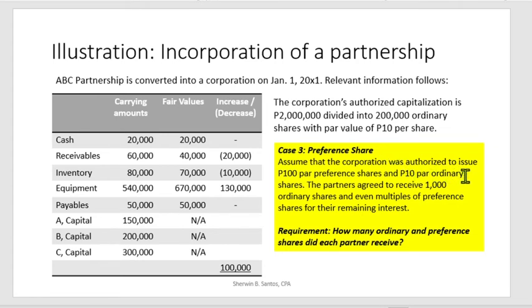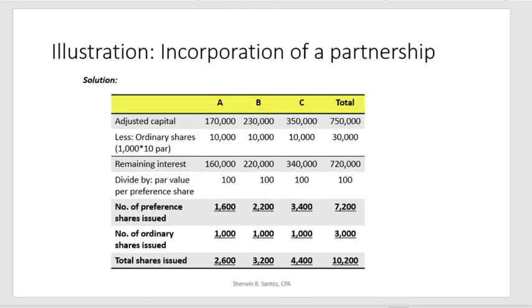Okay, the corporation authorized to issue the 100 par shares and 10 par ordinary shares. Okay, sinabi niya yung par value ng bawat shares. So, the partners agreed to receive 1,000 ordinary shares. Okay, so may limit dun sa ordinary shares. Yung partners ang nagsabi na gusto lang nila 1,000 ordinary shares lang each, and even multiples of preference shares. So, merong limit sa ordinary share pero sa preference share wala. So ngayon, ang tinatanong is yung total ng ordinary and preference share na marireceive ng bawat partner. So let us illustrate.